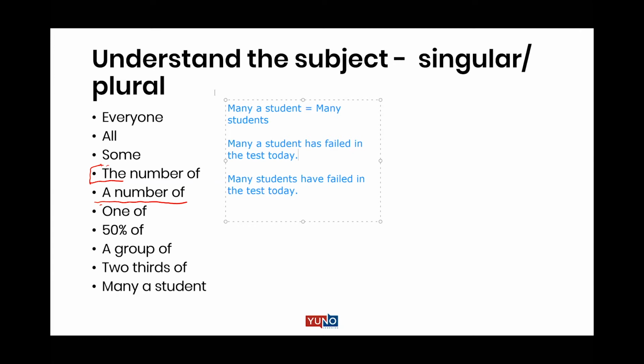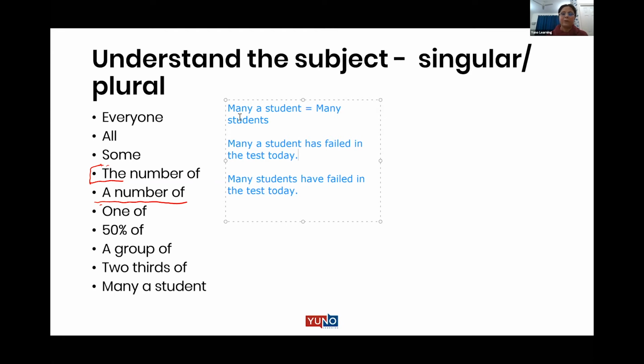Two-thirds of. Wait, let's remain over here. 2/3 is a different one. We've discussed that earlier, Ramya. Many a reason: when we talk about reasons, so many reasons are responsible for this, or many a reason is responsible for this. The project wasn't completed by many a student. Yes, Shravnan, correct. Or by many students. We can put it that way.